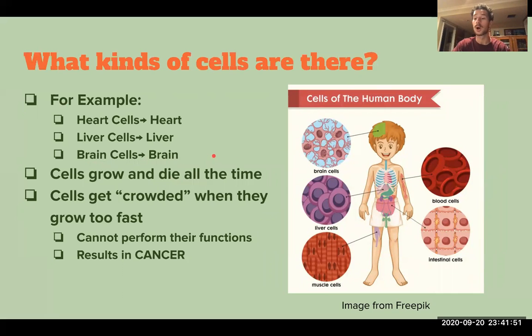And cells grow and die all the time throughout your entire life. They're always regenerating, making new cells, getting rid of old cells. But sometimes those cells can stop following their instruction manuals. And so they grow really, really fast and they get way too crowded and they can't do their job right. And sometimes that leads to cancer in people.